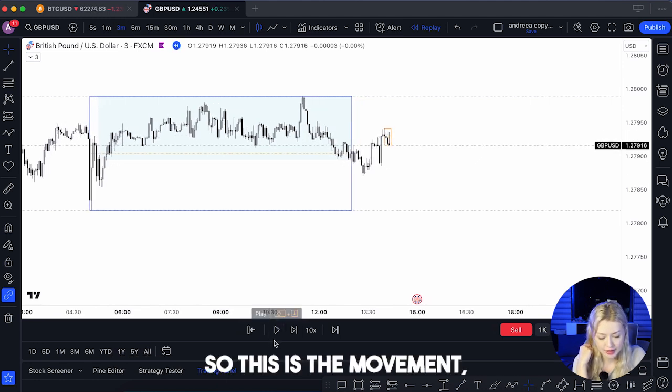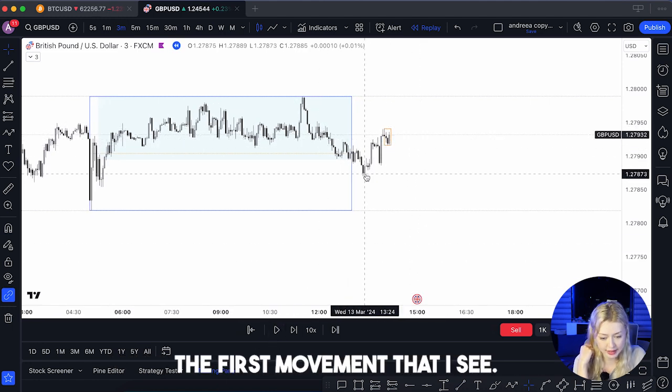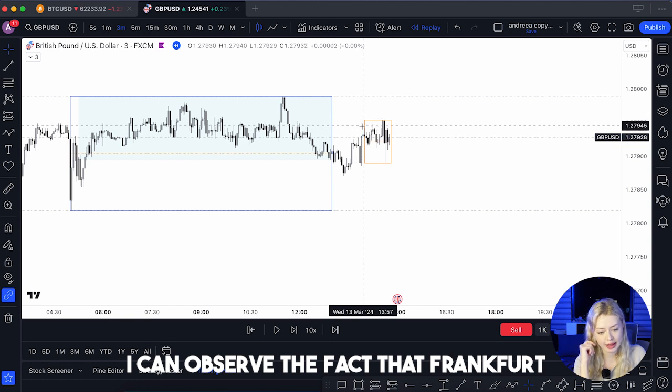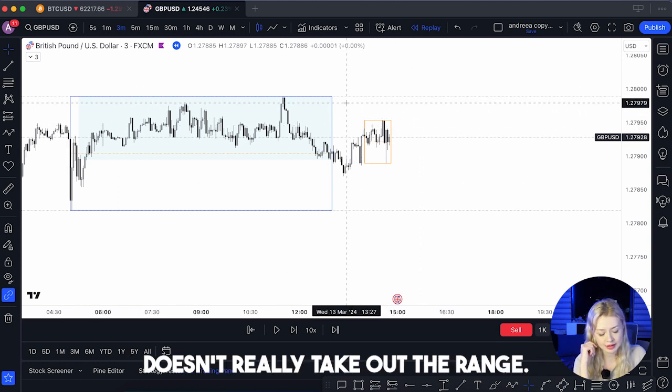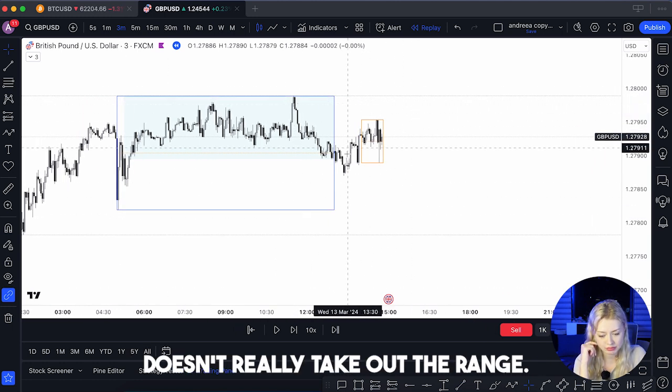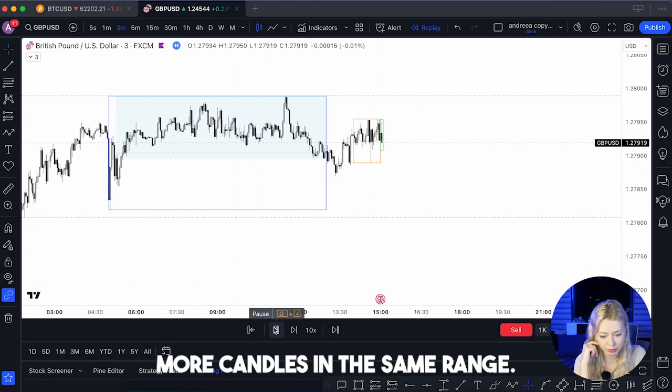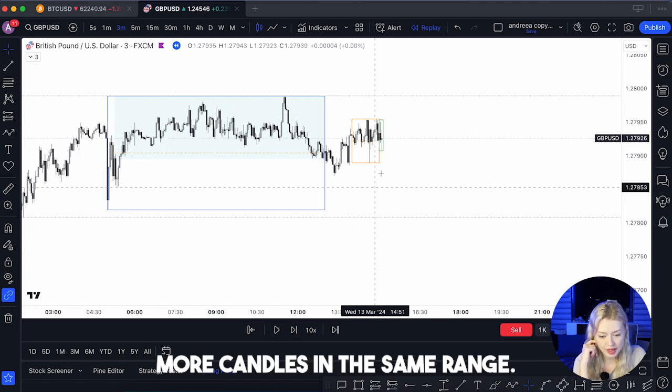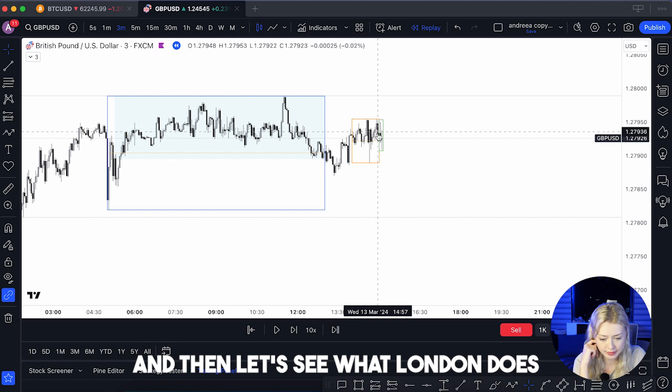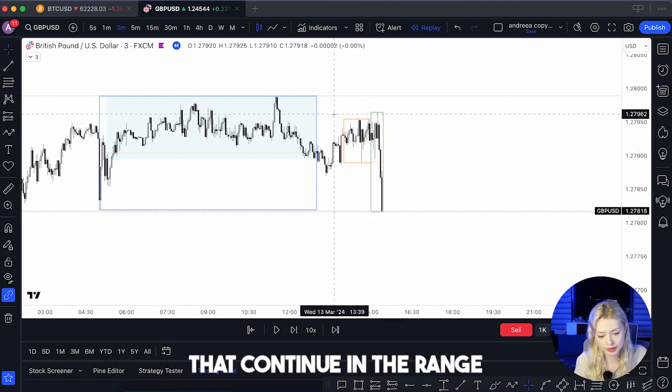All right. So this is the movement, the first movement that I see. I can observe the fact that Frankfurt doesn't really take out the range. It's just creating more candles in the same range. And then let's see what London does. So there were a couple of candles here that continued the range.